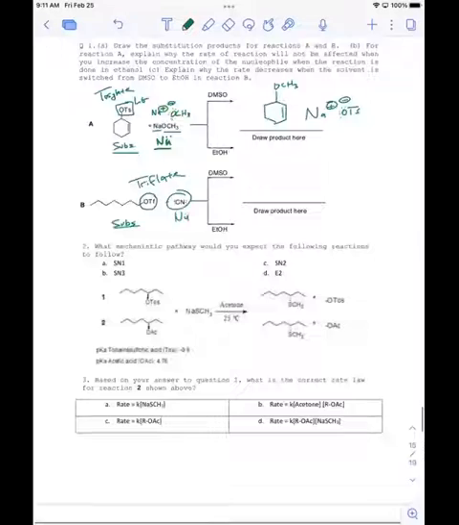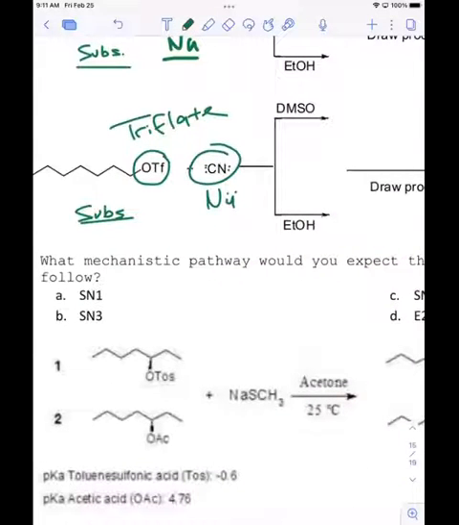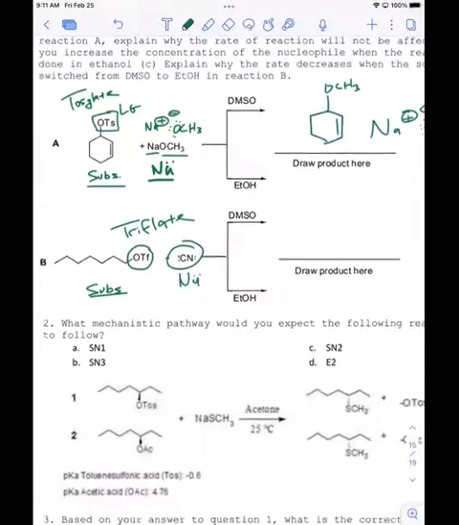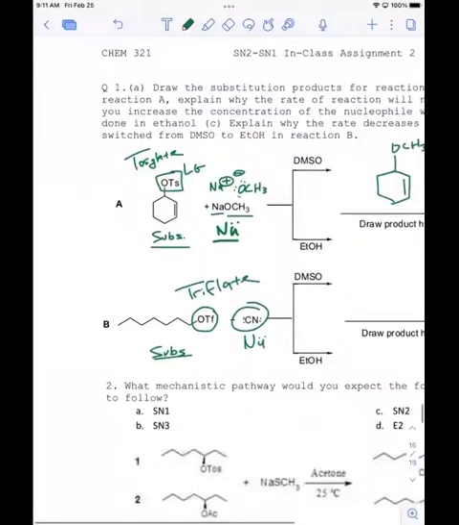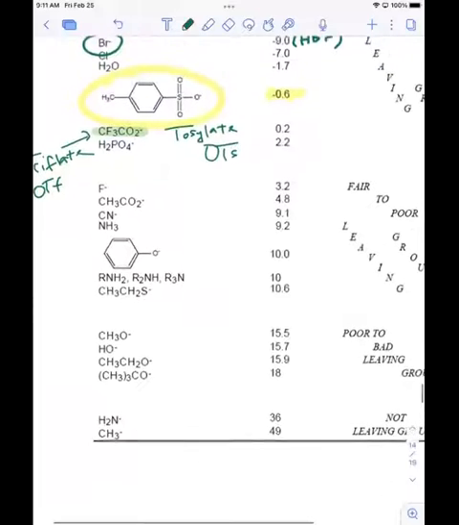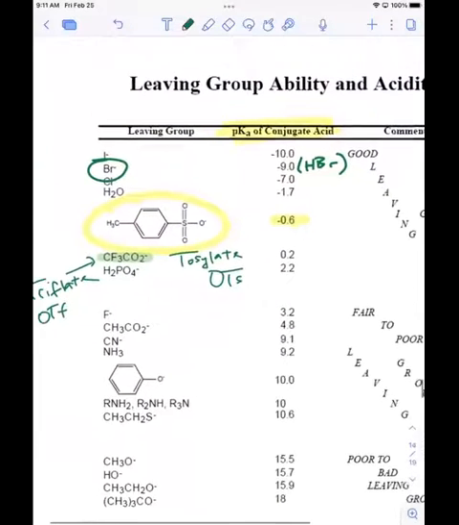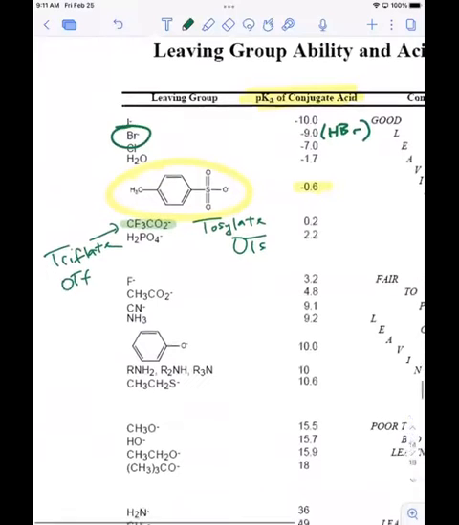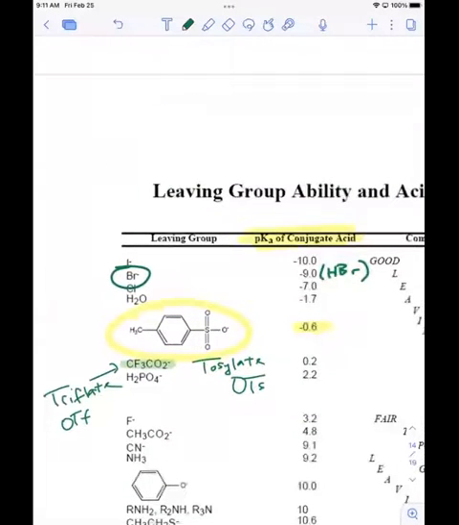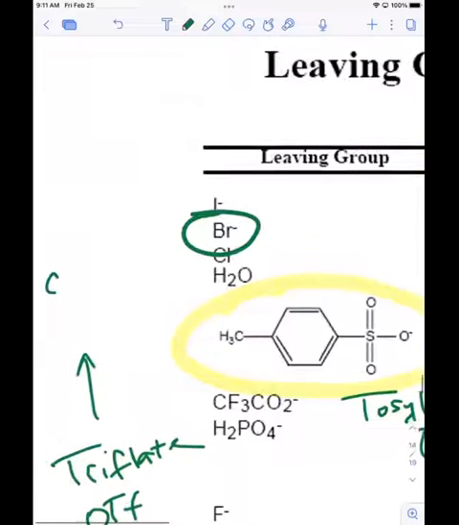So let's go back to here. Well, let me take that back. That triflate leaving group, this is trifluoroacetate. The triflate leaving group is not on here. But the pKa for the triflate looks like this. Let me correct that. Triflate looks like this. It does have a CF3 on it. That's where the trif part comes from, the trifluoro, but it actually looks like this.